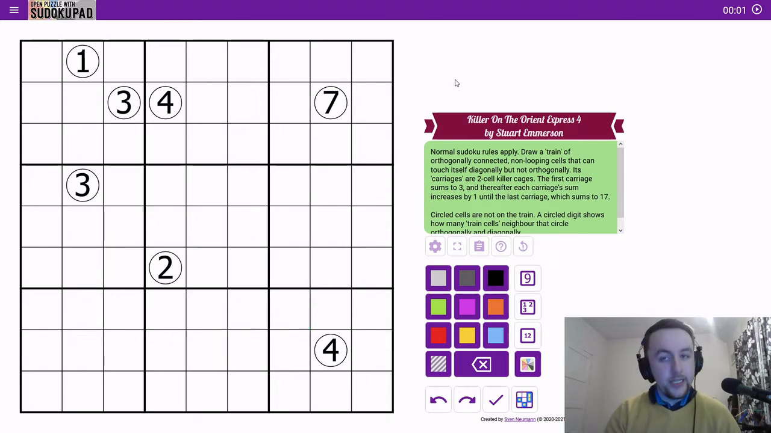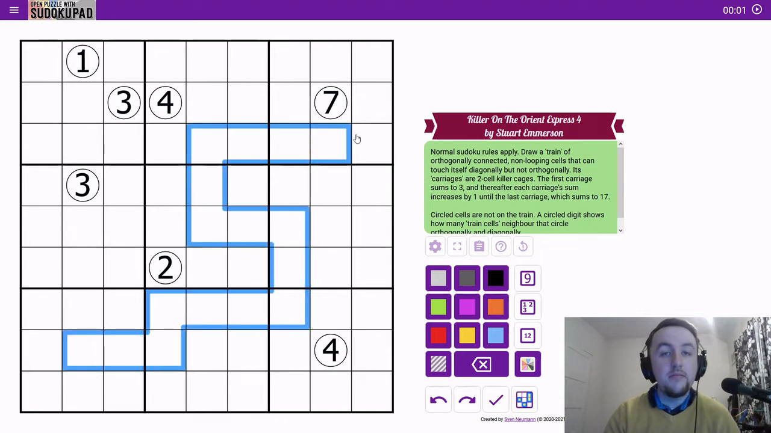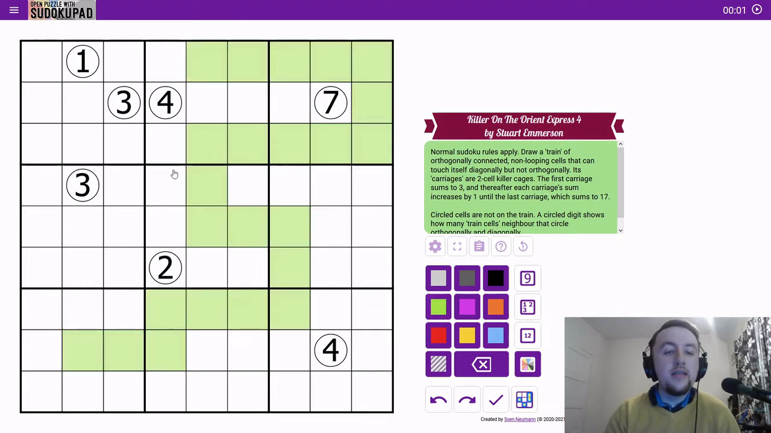Its carriages are 2-cell killer cages. The first carriage sums to 3, and thereafter each carriage's sum increases by 1 until the last carriage, which sums to 17. So let's say our train is something like that, for example. What that means is that this is the first carriage on the train. It's a 2-cell killer cage.